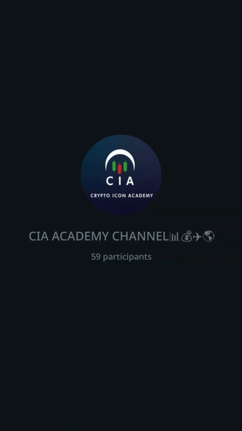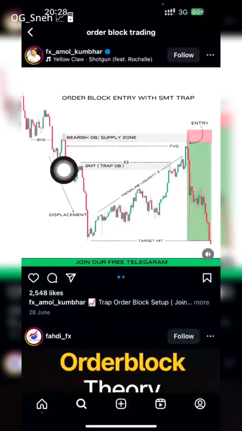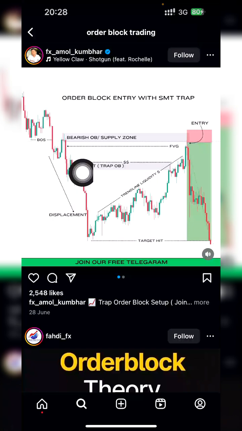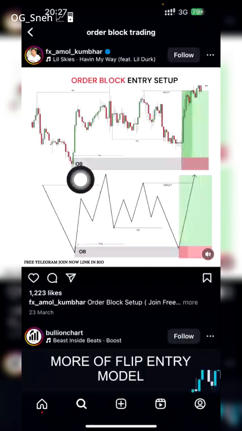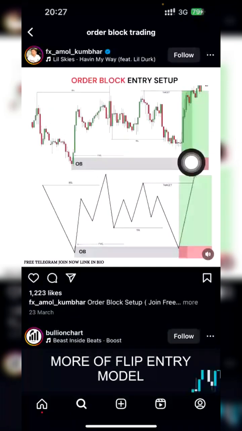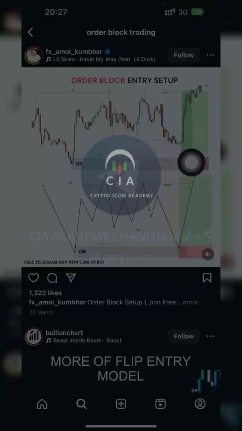Look at it. There's a break of structure here, right? There's a break of structure. It carried the green candle. Did the market come to sell or not? The market came to sell. This one is FX Amol Kumbar. This one, I don't even know this thing. So can you see? There's a break of structure here. It carried the order block. Can you see that the market came to sell, to buy it?